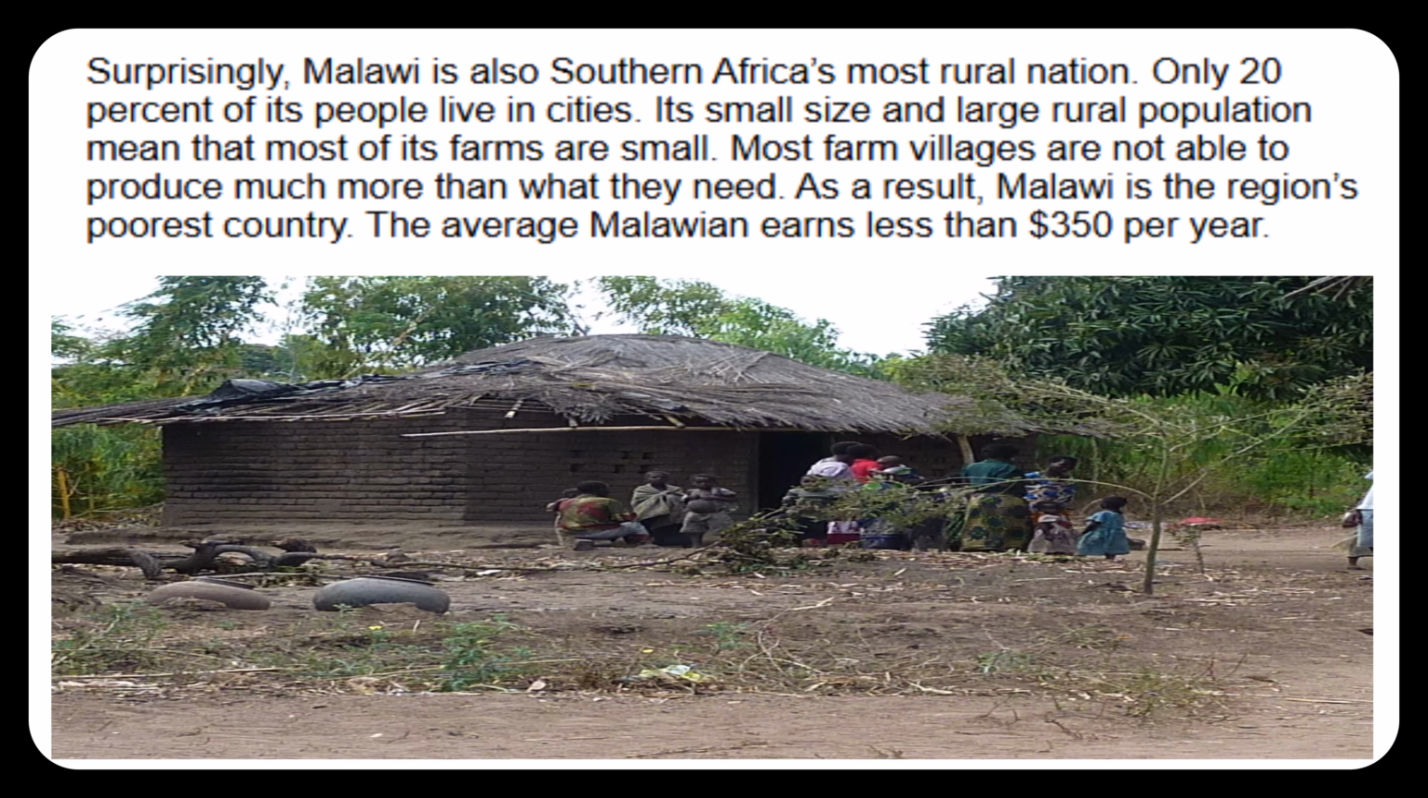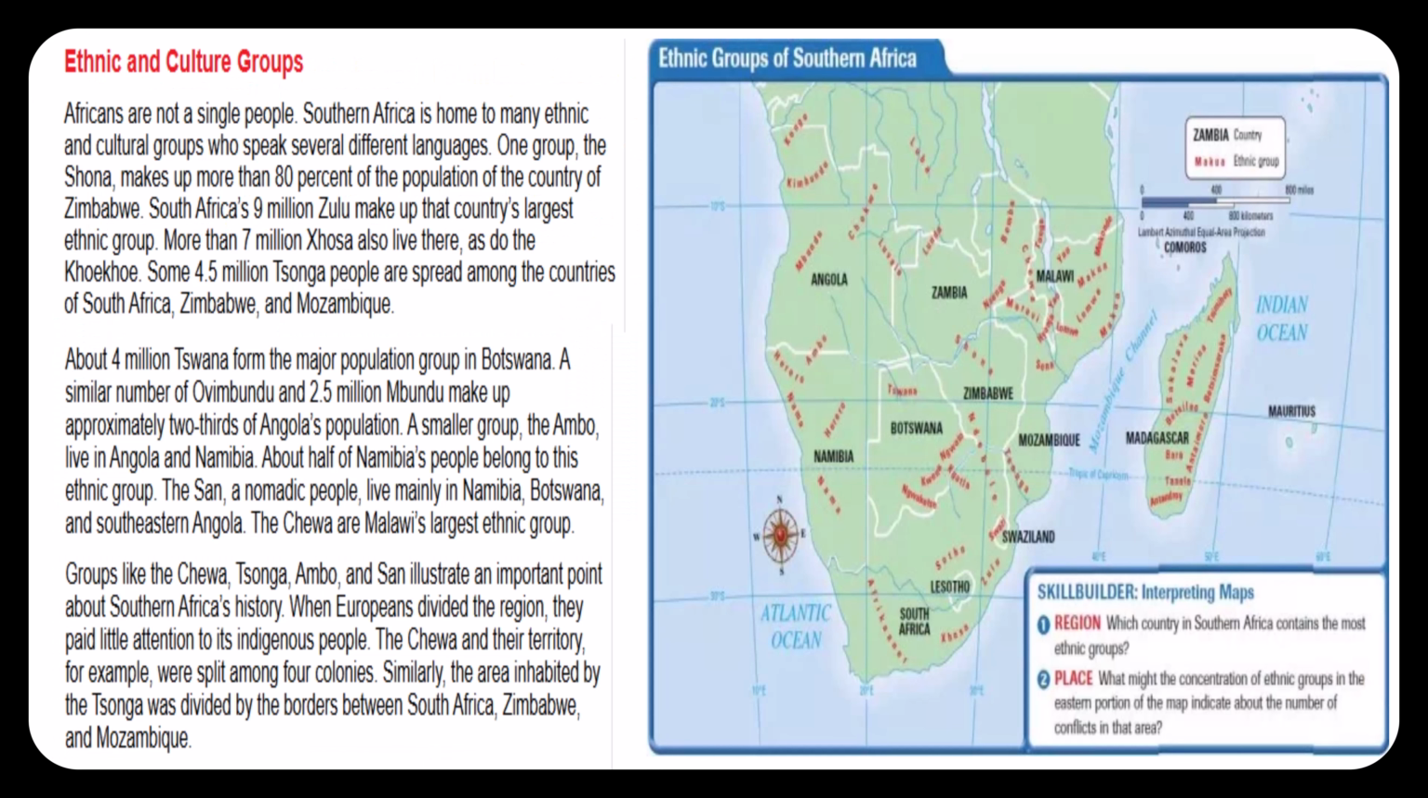Question 11. What is the most rural country in Southern Africa? Malawi. Question 12. What type of farmers are most of the people living in Malawi? They are subsistence farmers, just making enough to feed themselves. Question 13. What is the poorest country in Southern Africa? It is also Malawi.